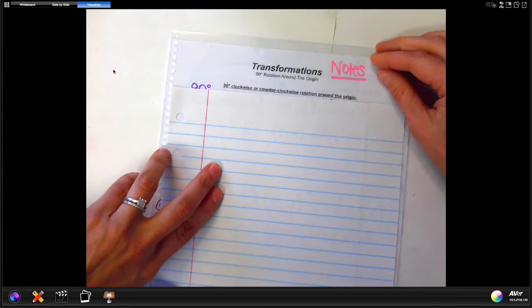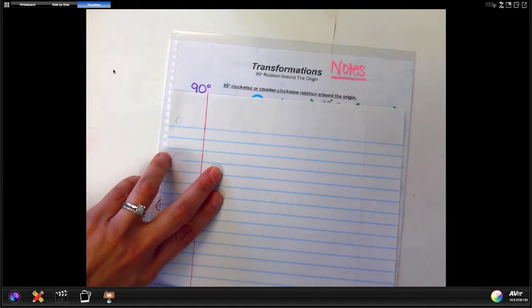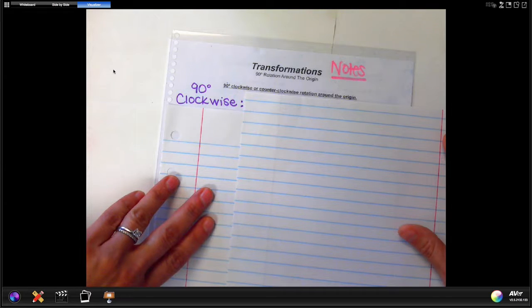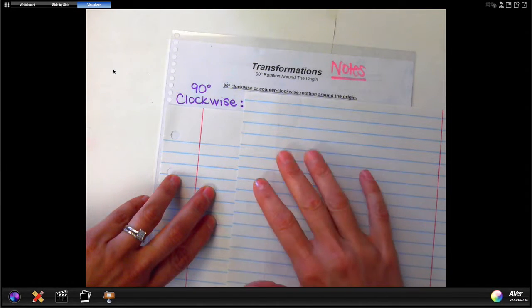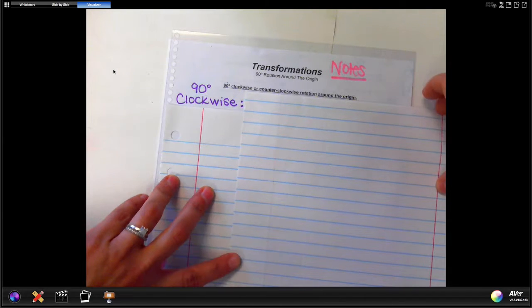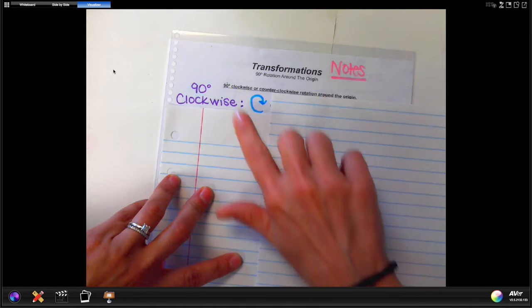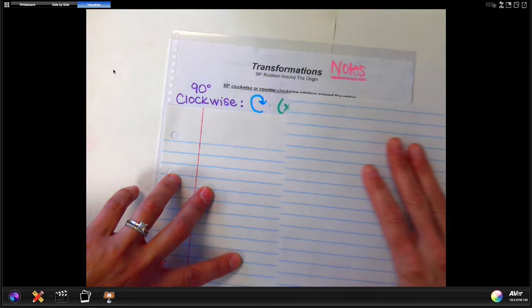So we're going to talk about 90-degree rotations today, and this is what we want to have written down. To start out, first of all, we're going to talk about 90 degrees clockwise rotations. And clockwise is a rotation that moves with a clock, okay? So same direction that the hands of a clock would move, so this direction.